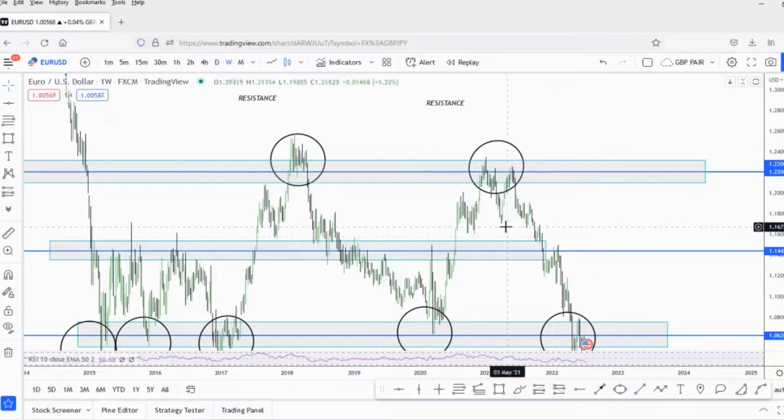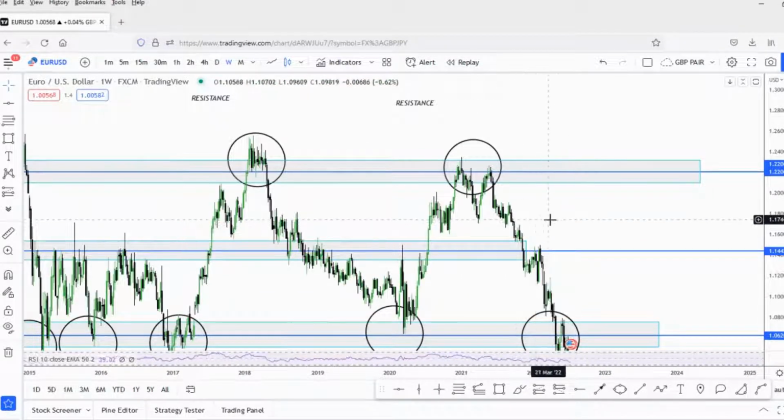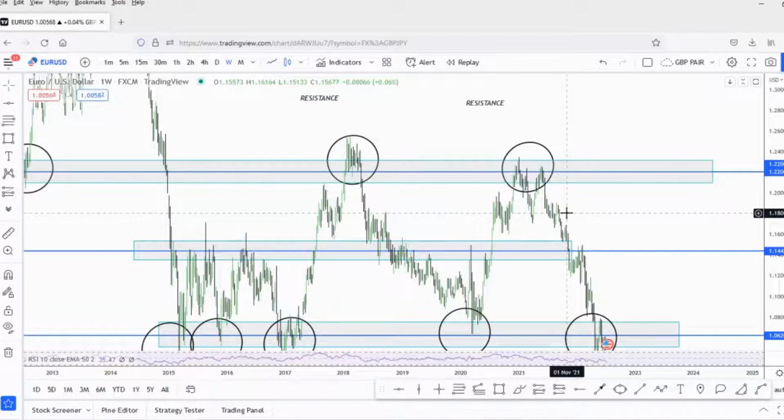Okay, now you may want to start plotting some other levels here for illustration purposes. Now you see, this boils down to the kind of trader you are. You really have to define yourself in this market. You must ask yourself that question: who am I? Who am I in this market?